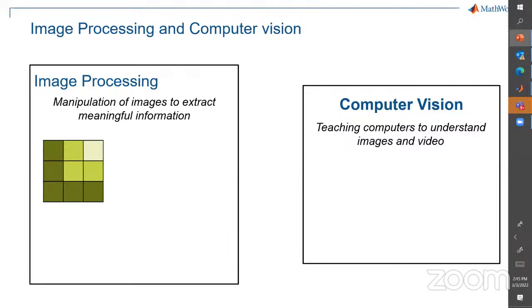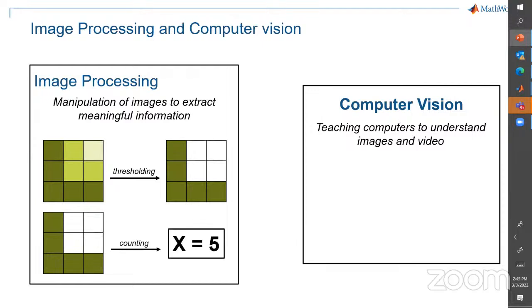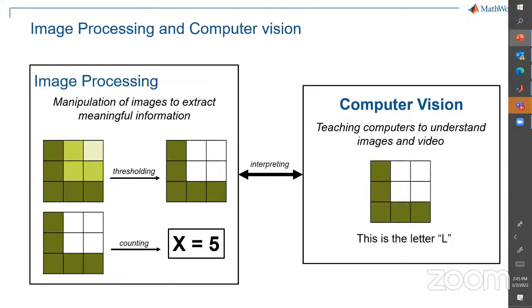A very quick introduction to image processing and computer vision: these two domains go very much hand in hand. Image processing is often and generally done prior to computer vision to learn something about an image. Image processing is more about manipulation of an image to extract meaningful information, as in this case could be counting the number of pixels in an image. However, in the case of computer vision, it is more about understanding an image or teaching computers to understand a scene. For example, this is a letter L.